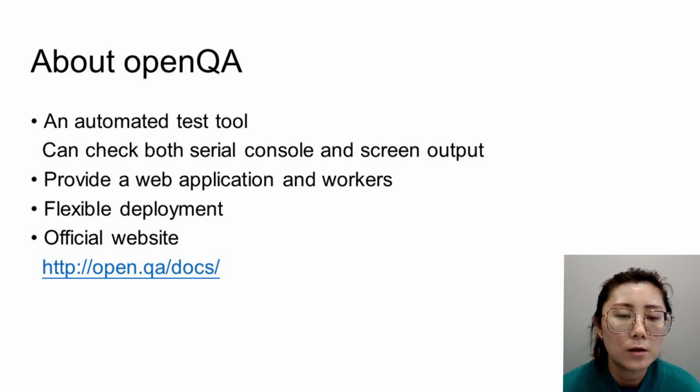openQA is an automatic test tool which can help us test on both serial console and screen output. It provides a web application and workers. The web application provides a browser interface to show the configurations and details of the test. The test engine on the worker will create a virtual machine to execute the test process. The deployment is very flexible. They can run on the same machine or in a distributed way. You can get more information from their official website if needed.